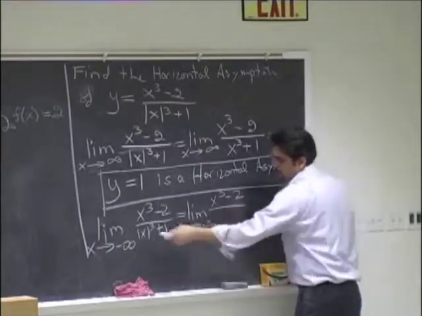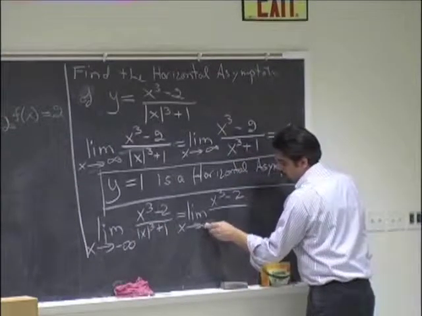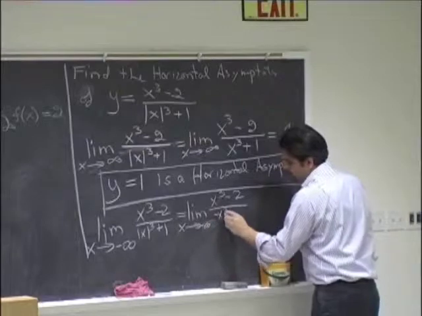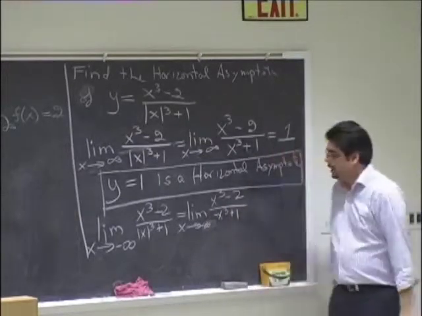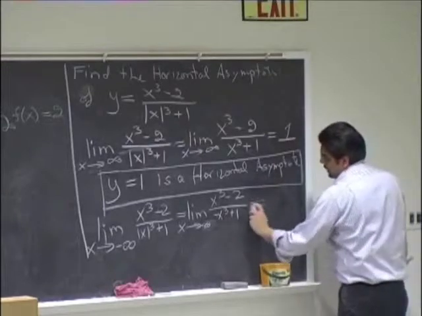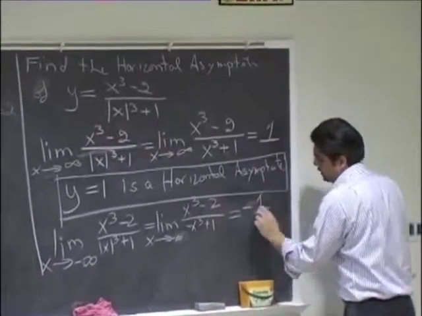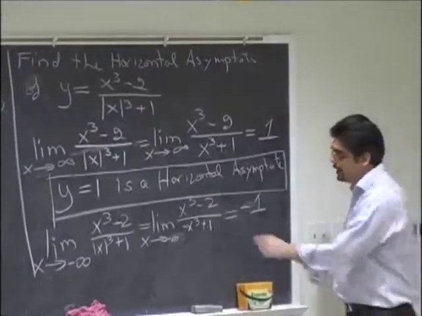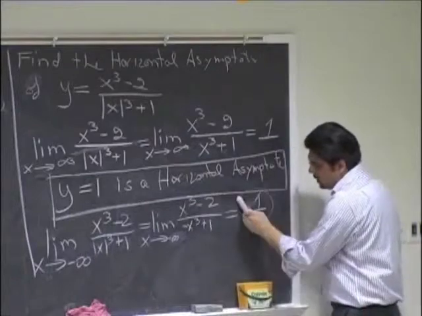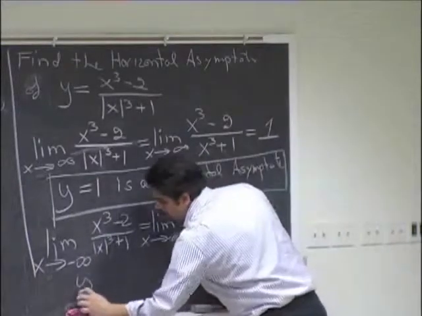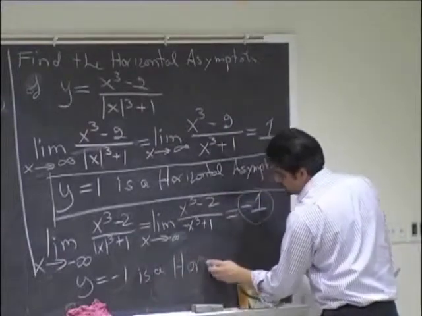Now if I remove the absolute value here, I have to put negative x cubed because x is negative. Right? And again, if you perform the algebra we did earlier, you see that the limit is negative 1. Okay? And since this limit is a number, y equals negative 1 is a horizontal asymptote.